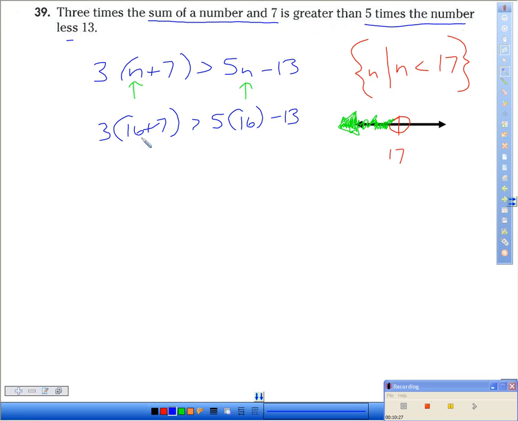And then we'll simplify using the order of operations. Well, 16 plus 7 gives us 23. 23 times 3 is greater than 5 times 16. Well, that would be 50 plus 30, so 80. 80 minus 13. If we continue to simplify, let's do the right-hand side. 80 minus 13 gives us 67.